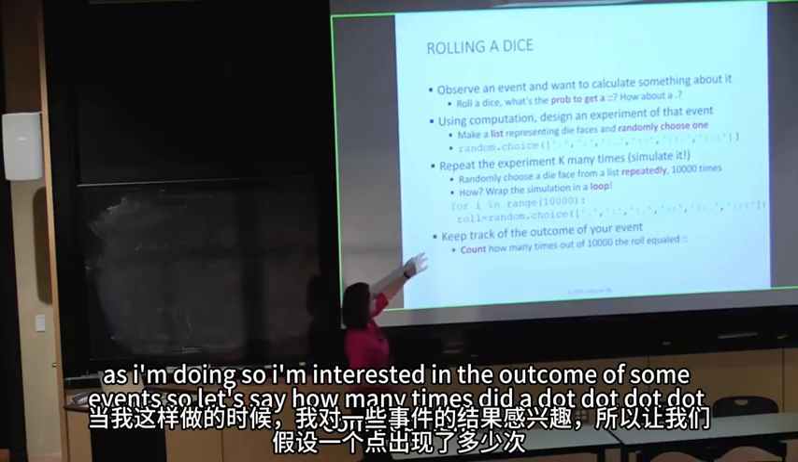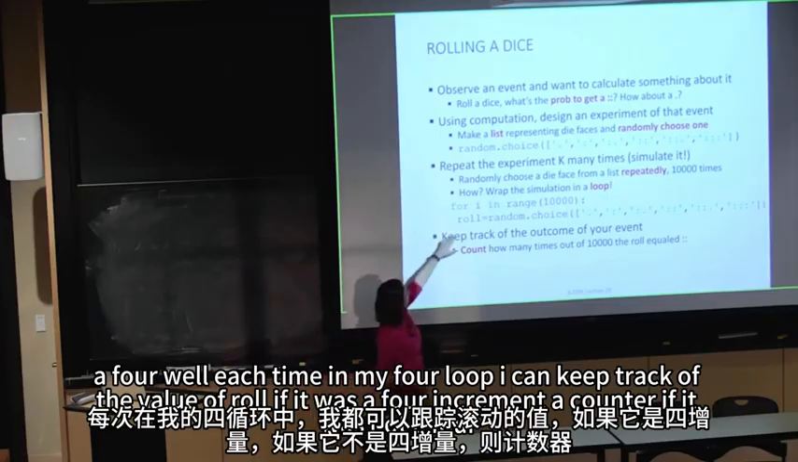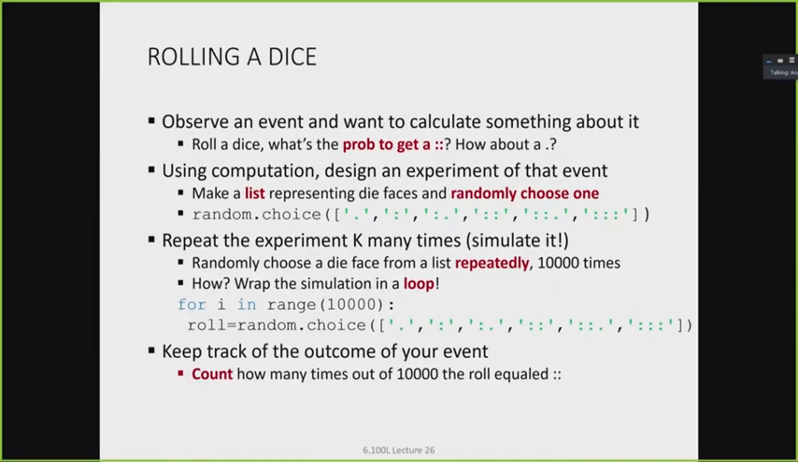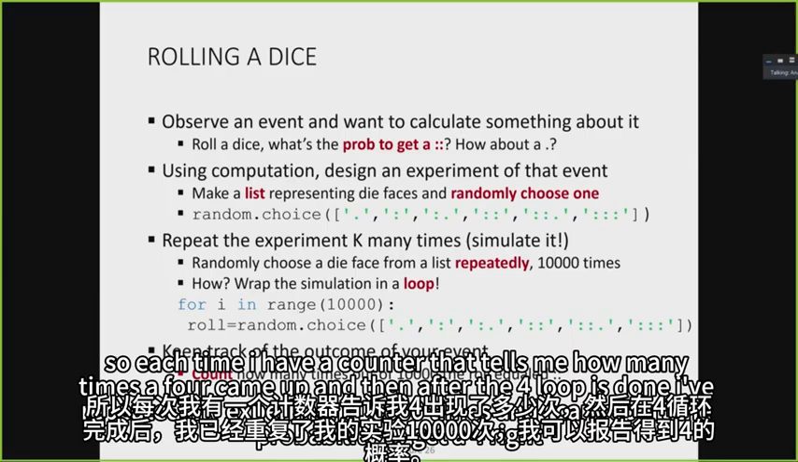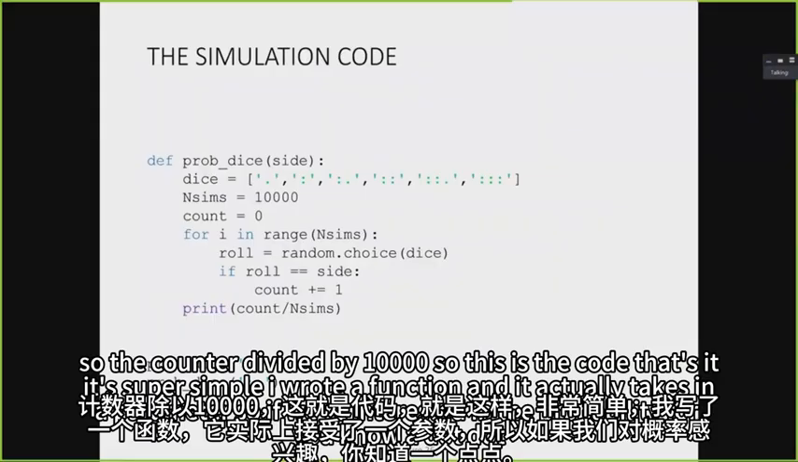As I'm doing so, I'm interested in the outcome of some event. So let's say, how many times did a ... come up, right? A 4. Well, each time in my for loop, I can keep track of the value of roll. If it was a 4, increment a counter. If it was not a 4, I don't care. Do nothing. So each time I have a counter that tells me how many times 4 came up. And then after the for loop is done, I've repeated my experiment 10,000 times, and I can report the probability to get a 4, right? So the counter divided by 10,000. So this is the code. That's it. It's super simple.